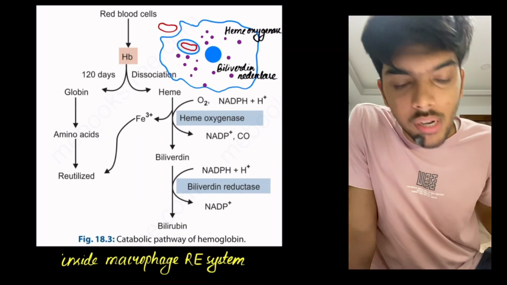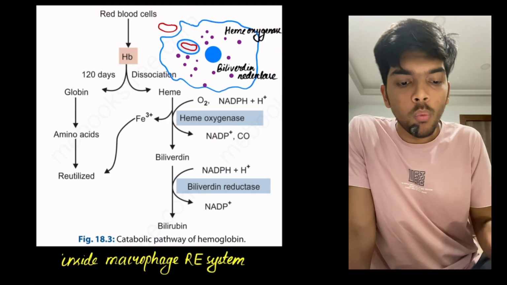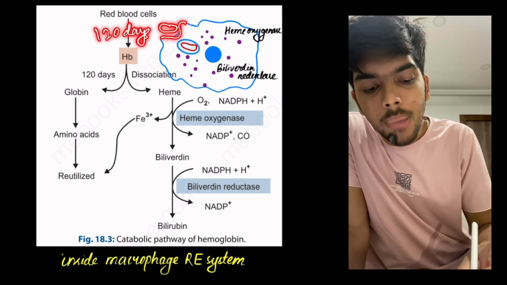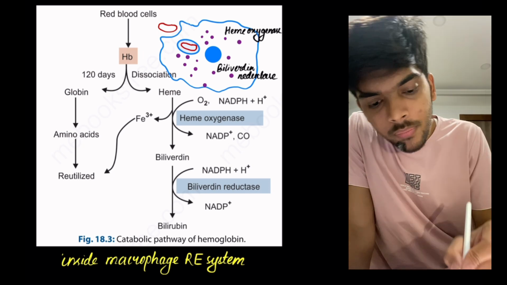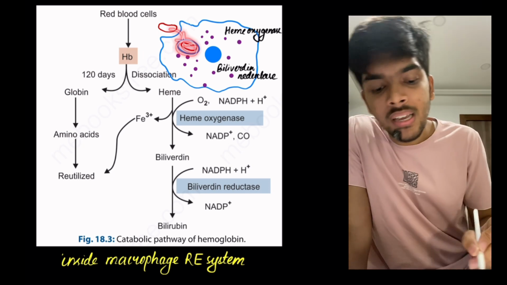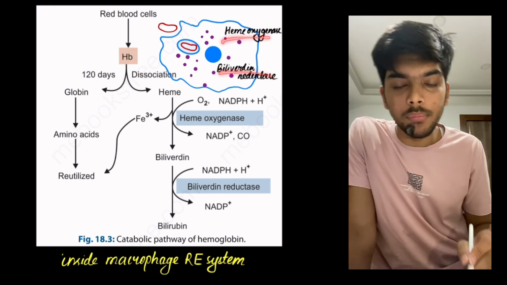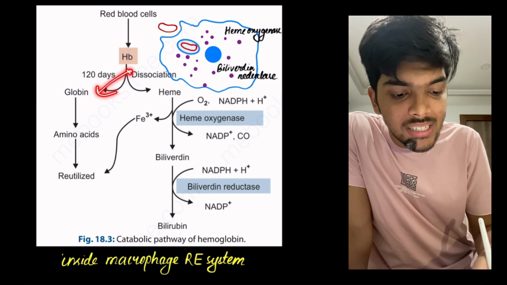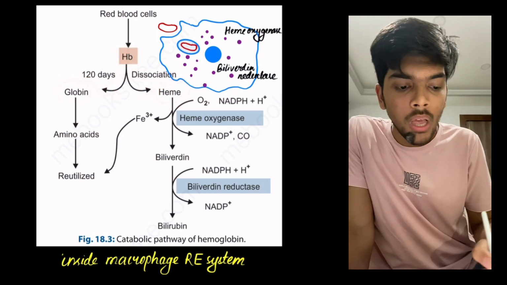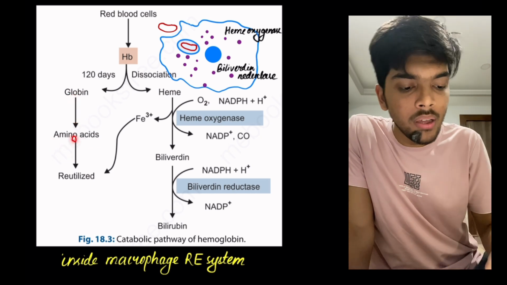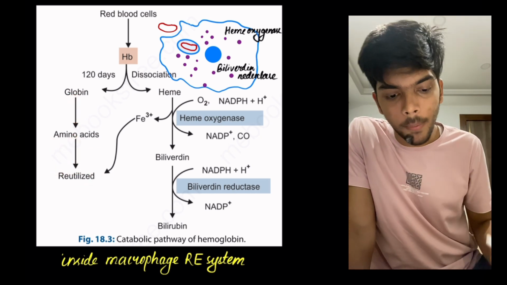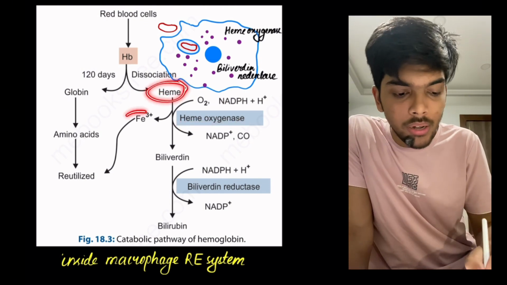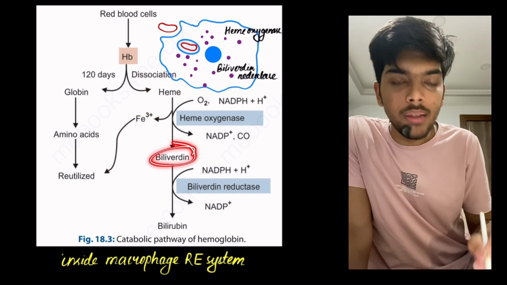Again, let's look at this flowchart right here. So you have your red blood cell. Once it hits 120 days mark, it is engulfed or phagocytosed by the macrophage of reticuloendothelial system. Once it enters the macrophage, it is acted upon by various enzymes. But first, the hemoglobin of the red blood cell gets dissociated into globin and heme. Globin gets broken down into amino acid, which is reused for the formation of protein. Heme, on the other hand, gets first acted upon by heme oxygenase, which breaks heme into iron, which is reused, and biliverdin.